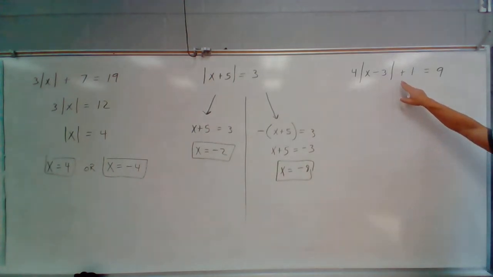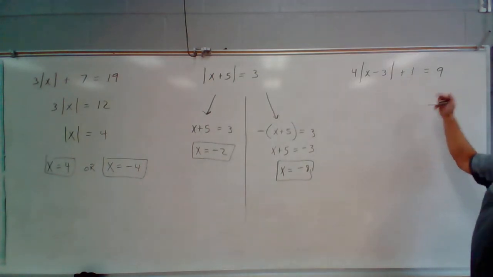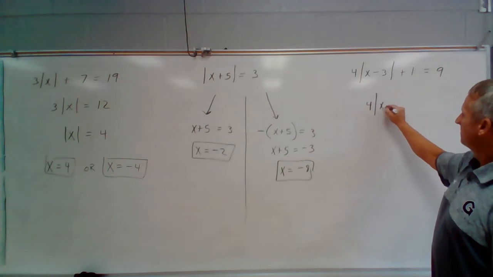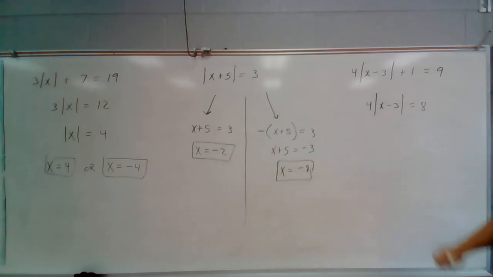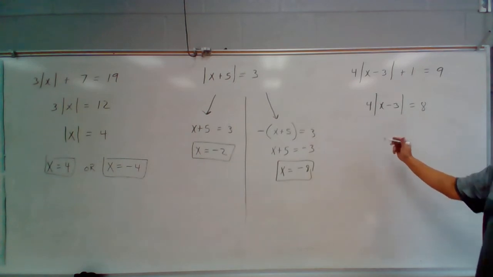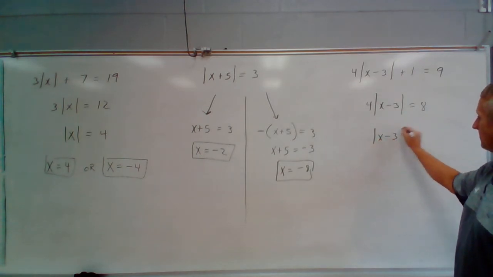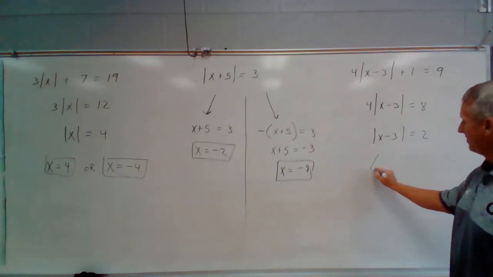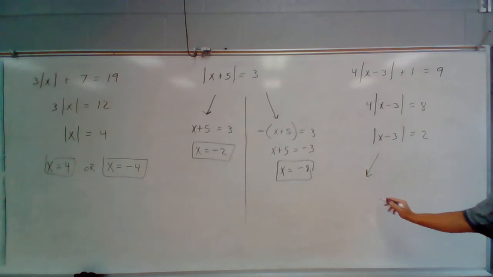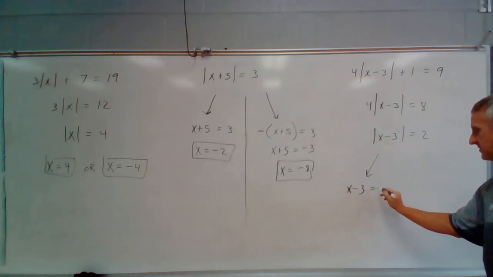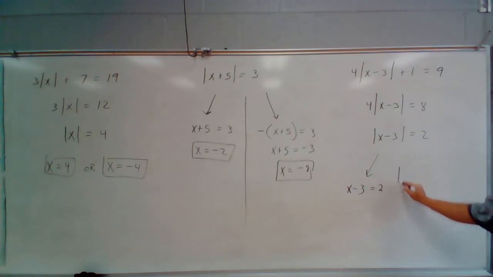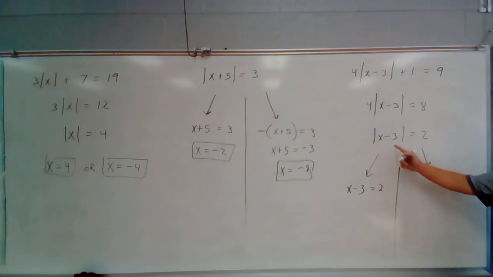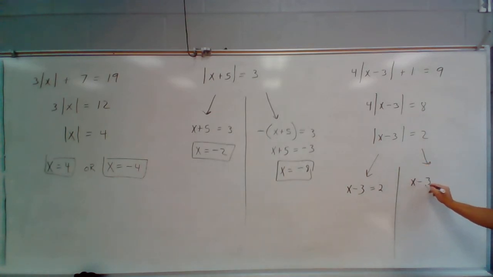Okay, next equation. So I'm going to isolate the absolute value. So I'm going to subtract 1 from both sides. That's 8. I'm going to divide both sides by 4. All right, so now I have 2 possibilities. Possibility 1, everything in there is positive. So I will have x minus 3 equals 2. The other possibility is that everything in there is negative, in which case we will have x minus 3 equals -2.